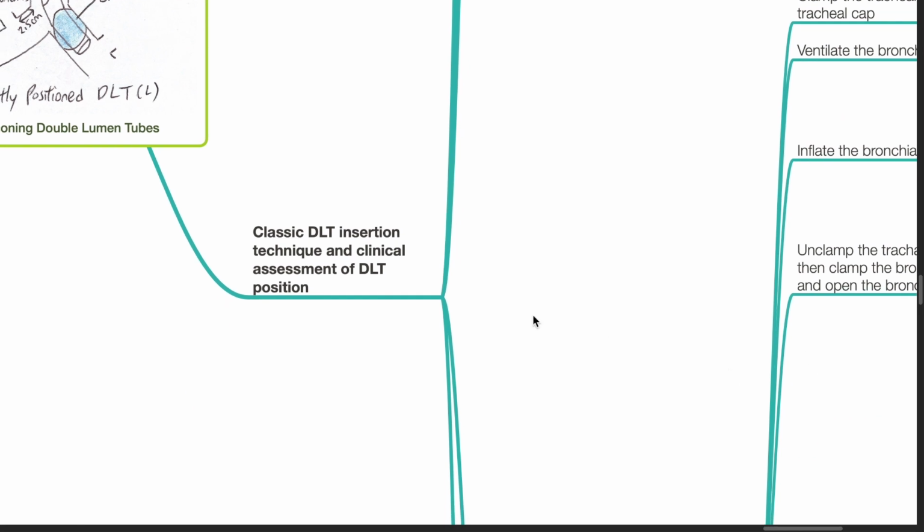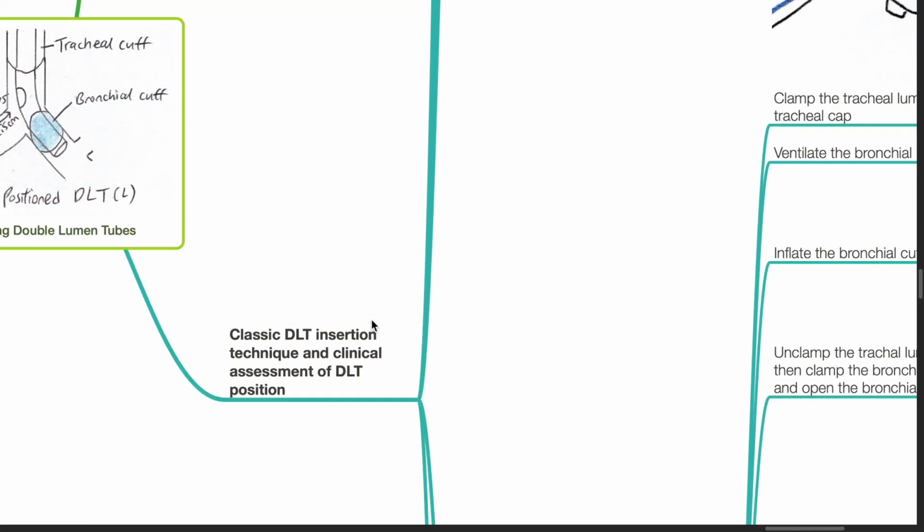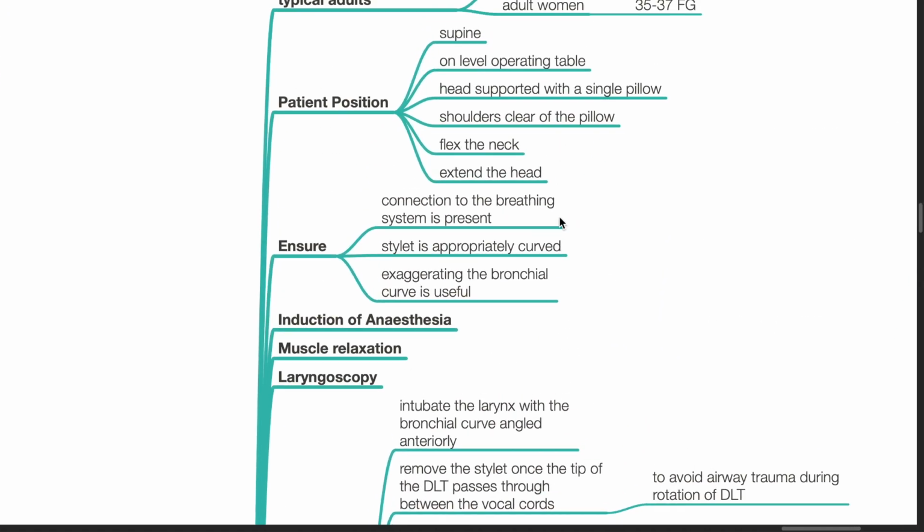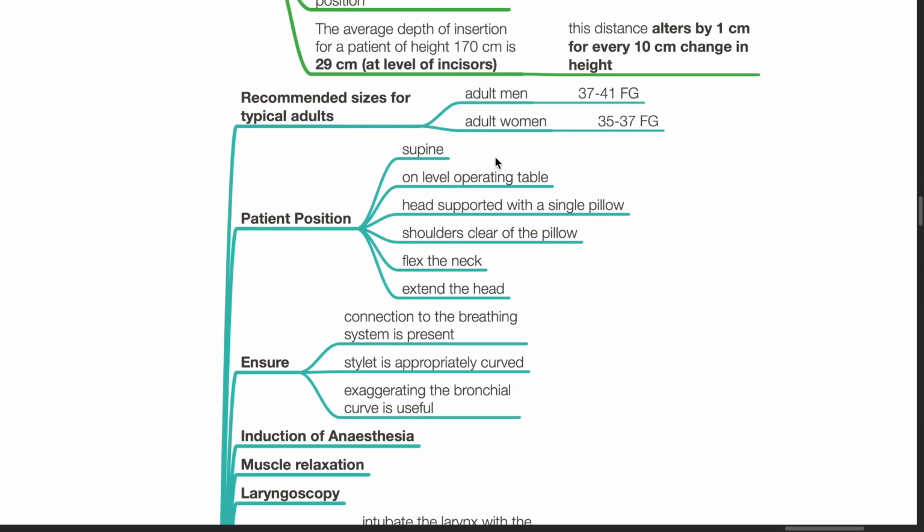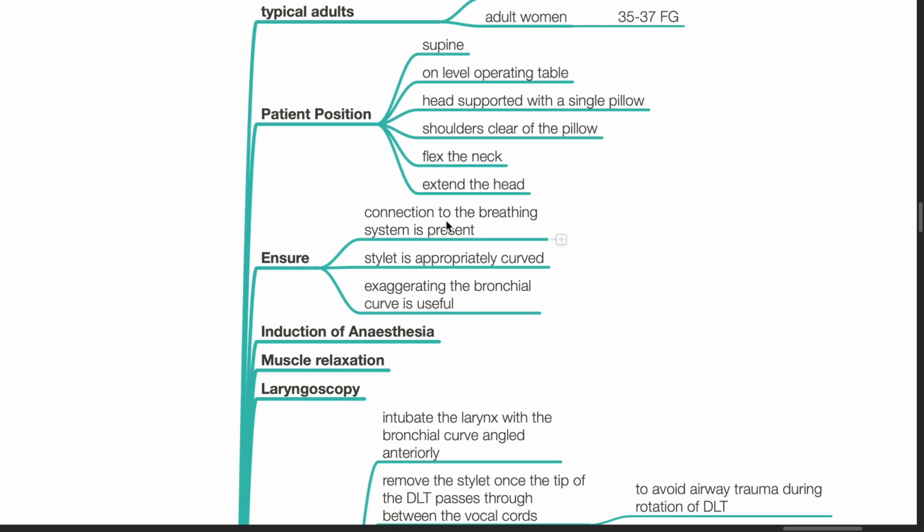Classic DLT insertion technique and clinical assessment of DLT position. Recommended sizes for typical adults: adult men 37 to 41 Fg, adult women 35 to 37 Fg. Patient position should be supine, on a level operating table, head supported with a single pillow, shoulders clear of the pillow. Flex the neck and extend the head. Ensure connection to the breathing system is present.